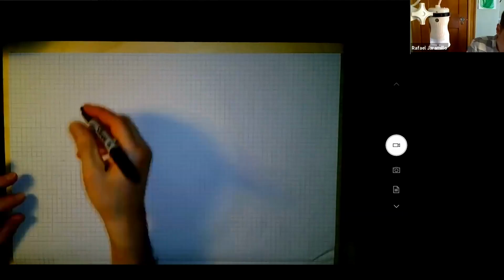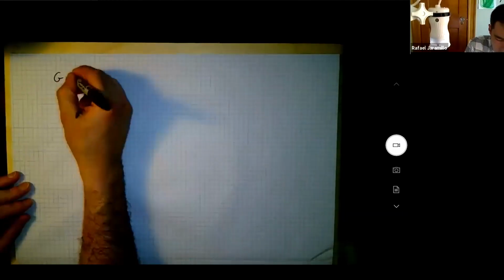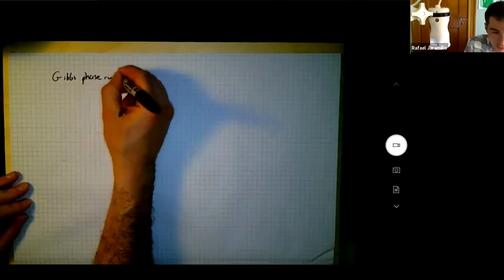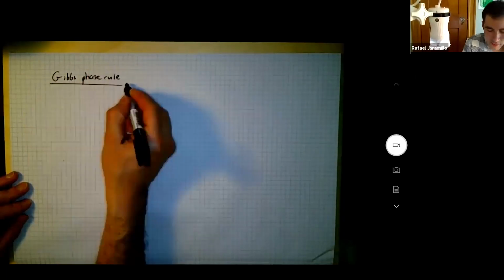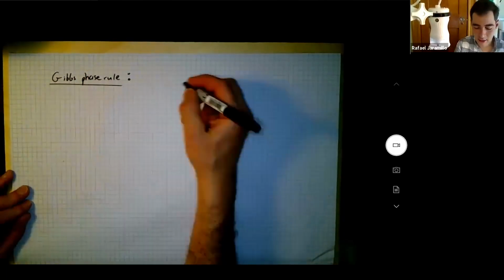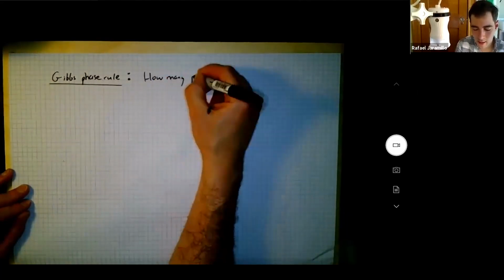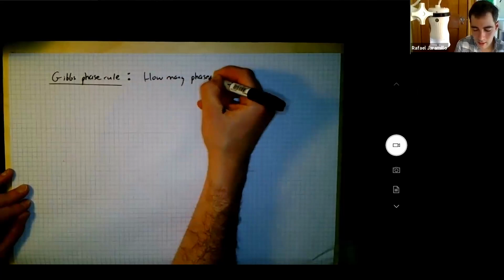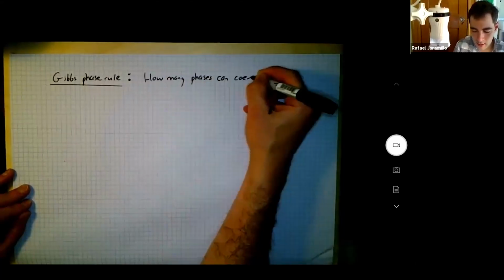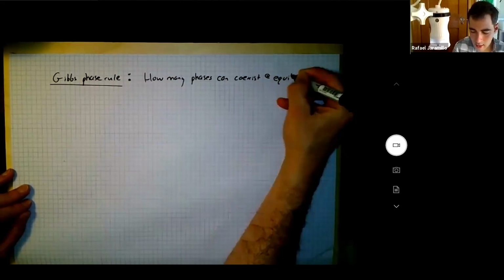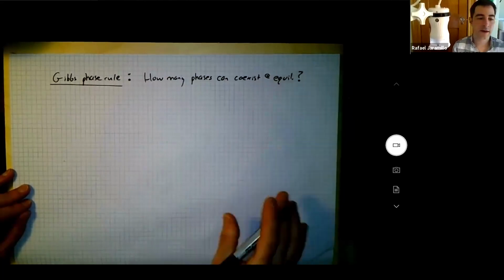But again, transformation quantities, they're super important. Gibbs phase rule. We're going to go over this a little bit quickly. Gibbs phase rule is the answer to the following question: how many phases can coexist at equilibrium? How many phases can coexist at equilibrium?